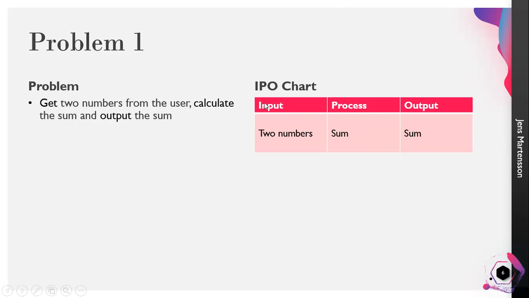So under the input column, we put two numbers, and in the process column, we put sum, and under the output column, we put sum. In our next example, we're going to break this down a little bit further. We're going to break down the input, and we're going to break down the process.